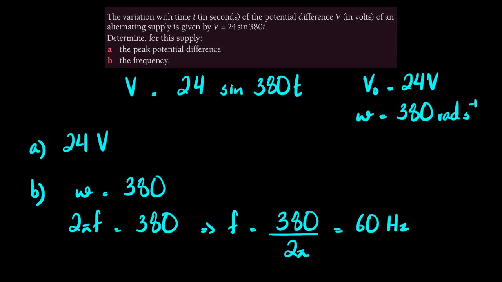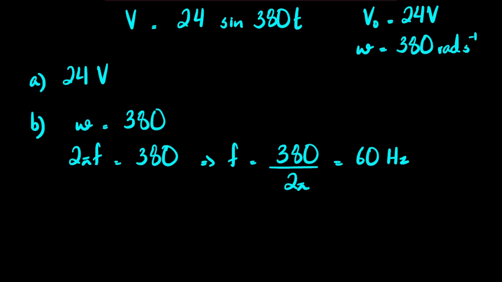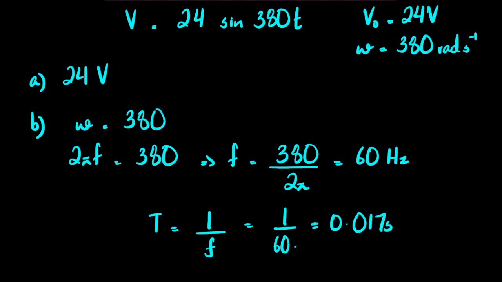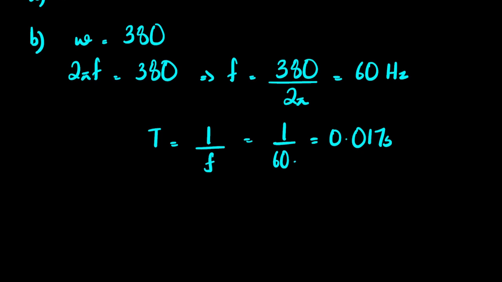Even though the question is not asking for this here, let's say we also want the time period, so that would be 1 over f. So 1 over whatever this was, you can also probably see this is 2 pi upon 380 basically. That would be the time period. So 60 point whatever this was. This turns out to be 0.0165, so 0.017 seconds, correct to 2 significant figures.